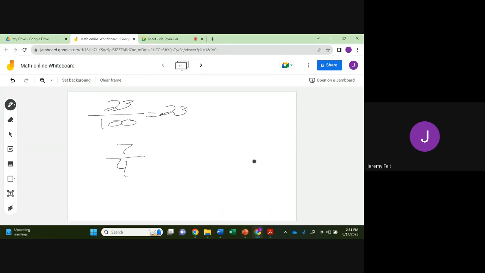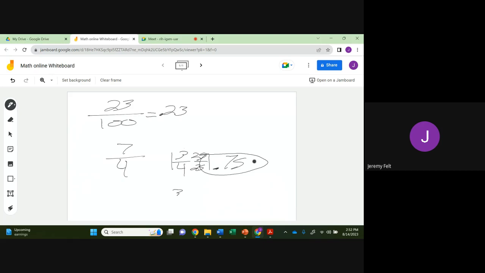So 7/4, 4 goes into 7 one time. 3 left over, 3/4. Again, I can multiply top and bottom by 25. That would give me 75 hundredths. So 1.75. For these fractional parts, you can multiply by a number to make it over 10 or 100 or 1,000 or whatever. Another thing you can do, 3/4. That may be one you know off the top of your head.